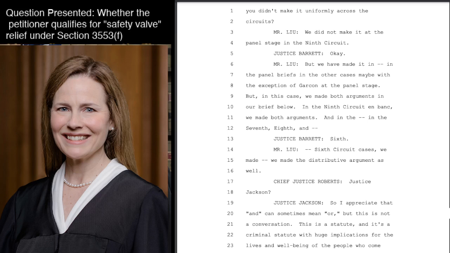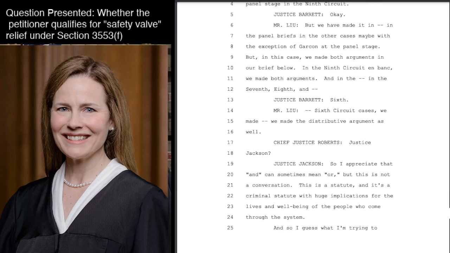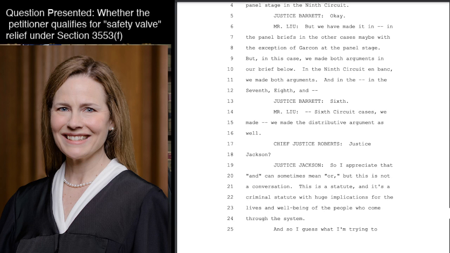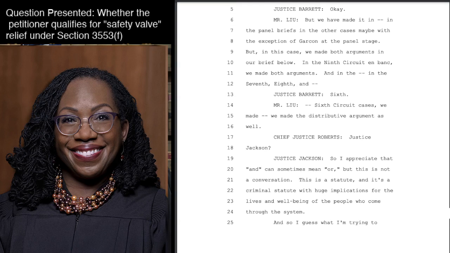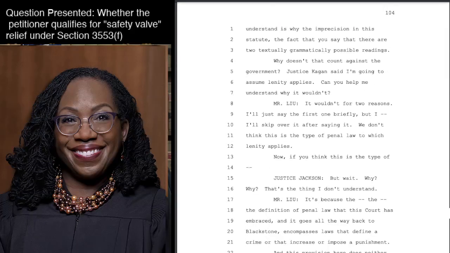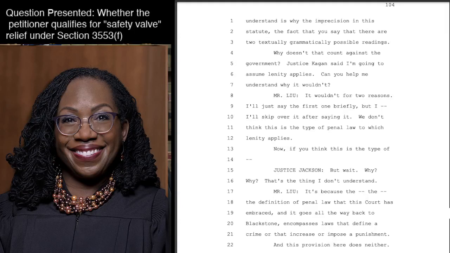Justice Jackson? So I appreciate that "and" can sometimes mean "or." But this is not a conversation. This is a statute, and it's a criminal statute with huge implications for the lives and well-being of the people who come through the system. And so I guess what I'm trying to understand is why the imprecision in this statute, the fact that you say that there are 2 textually, grammatically possible readings, why doesn't that count against the government? Justice Kagan said, I'm going to assume lenity applies. Can you help me understand why it wouldn't?